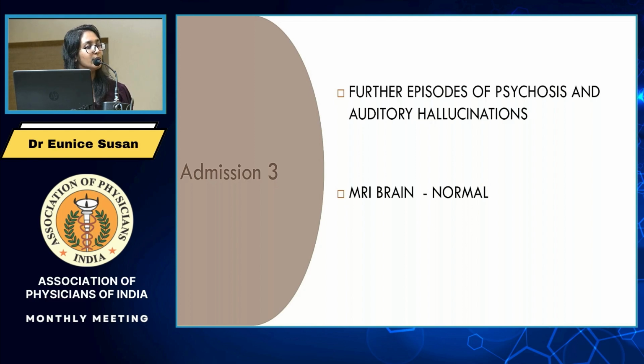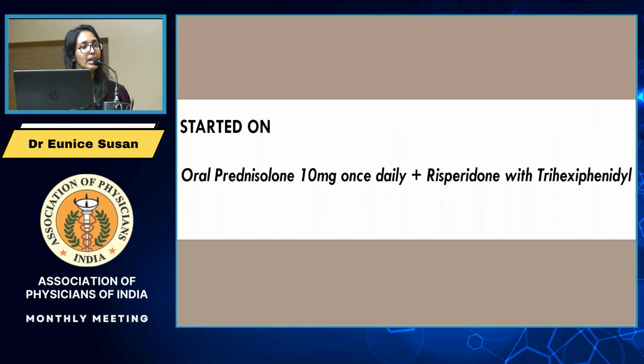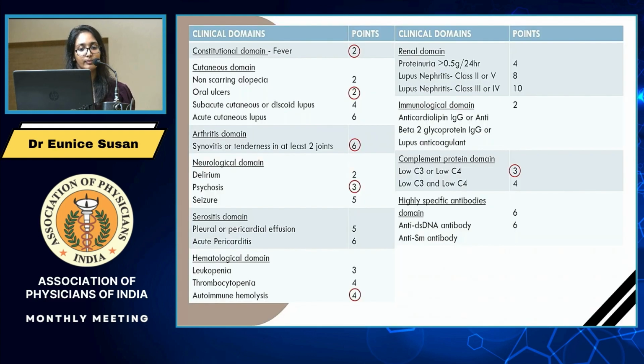So because of this, we had considered a possibility of lupus-induced psychosis. So we had started the patient on a small dose steroids, 10 mg, with a risperidone trihexyphenidyl cover. With this treatment, the patient responded symptomatically and she did not have further psychosis episodes. Revising our EULAR criteria for SLE, we now had 2 more points to include. Patient had oral ulcers and psychosis, so a total score of 16 was present.